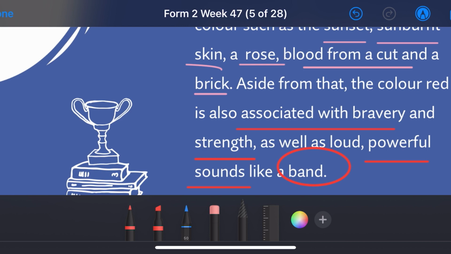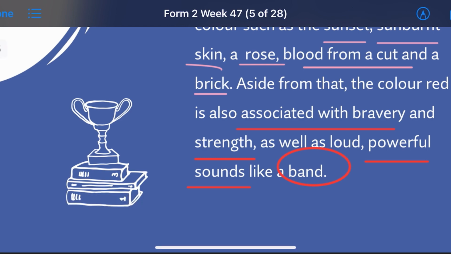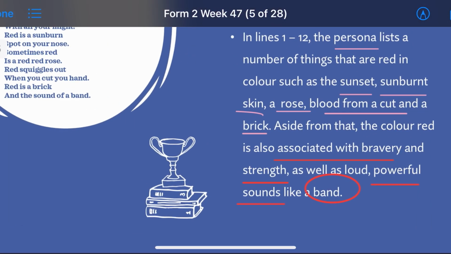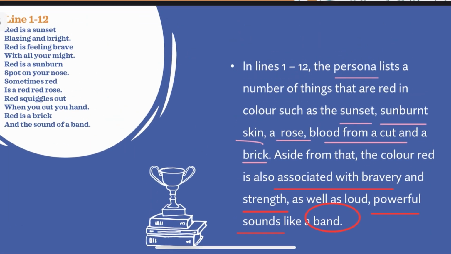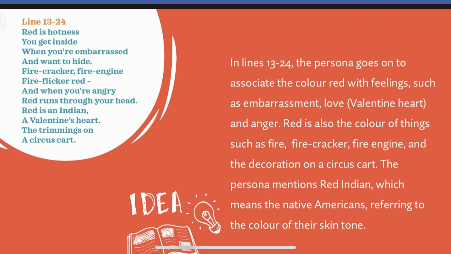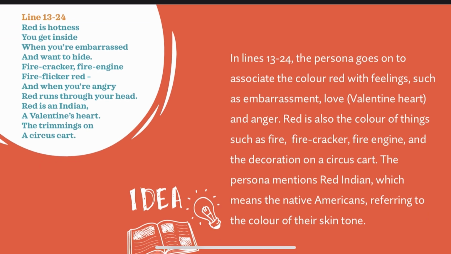Okay, so now let's check out the next slide, because I'm afraid I might go on and on about this. Okay, itu line 1 until 12. Seterusnya, we have line 13 until 24. Kita ada line 13 sampai 24. Bukan 23 ya semua. So what do we have on line 13 until 24? It starts with red is hotness, and it ends with a circus cart.